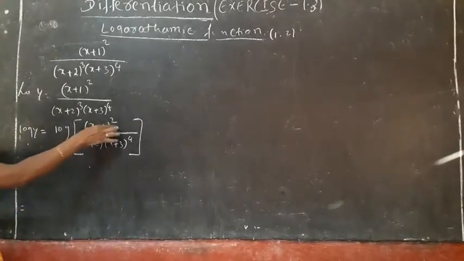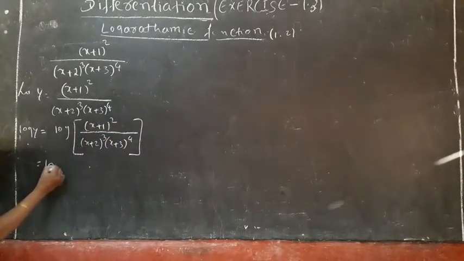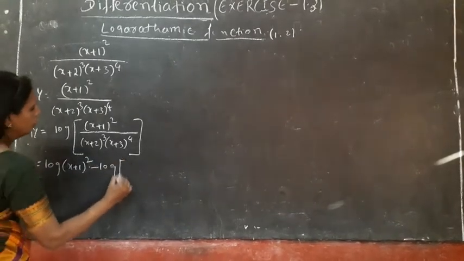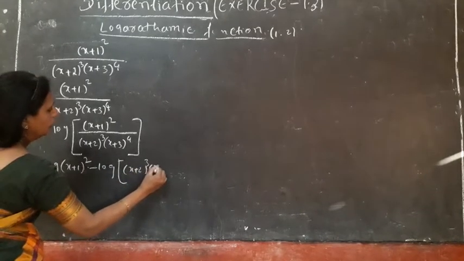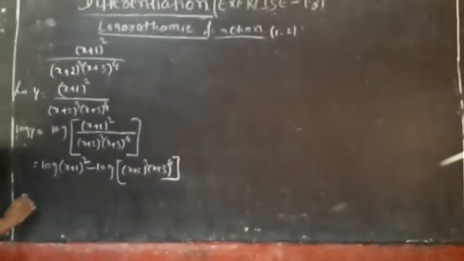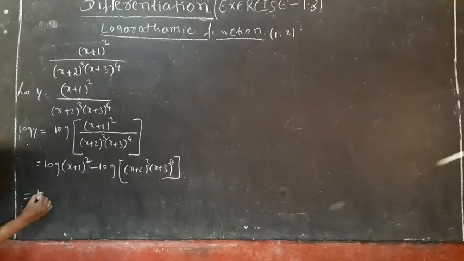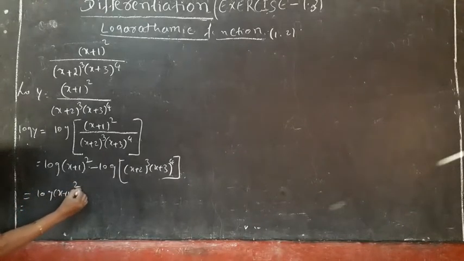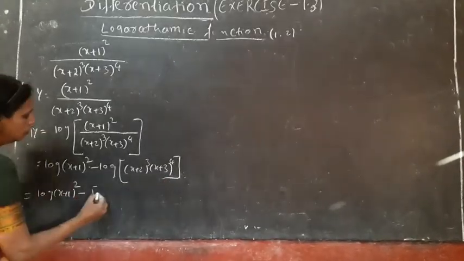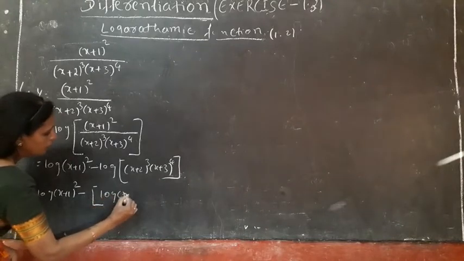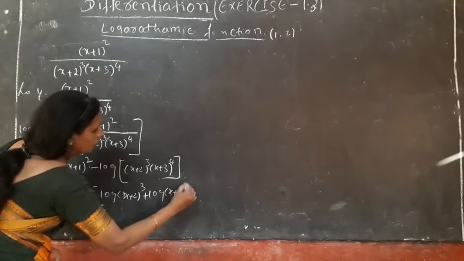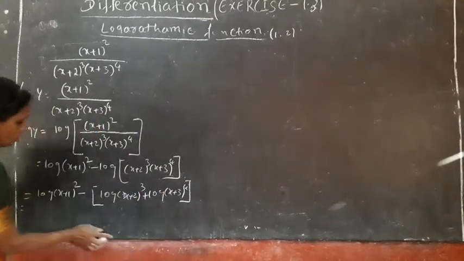So, apply here first the log m upon n formula. So, we can write log of (x plus 1) raised to 2 minus log of (x plus 2) raised to 3 (x plus 3) raised to 4. Here, first write as it is (x plus 1) raised to 2 minus. Here we can apply the log of mn formula. So, we can write log of (x plus 2) raised to 3 plus log of (x plus 3) raised to 4. Log m plus log n.